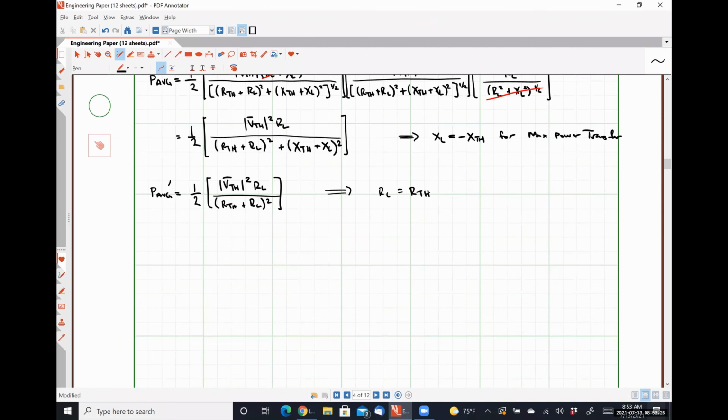So putting this together, we can say that maximum average power transfer occurs when XL is equal to RTH minus J XTH, which is simply, excuse me, that shouldn't be XL, that should be ZL, ZTH conjugate.